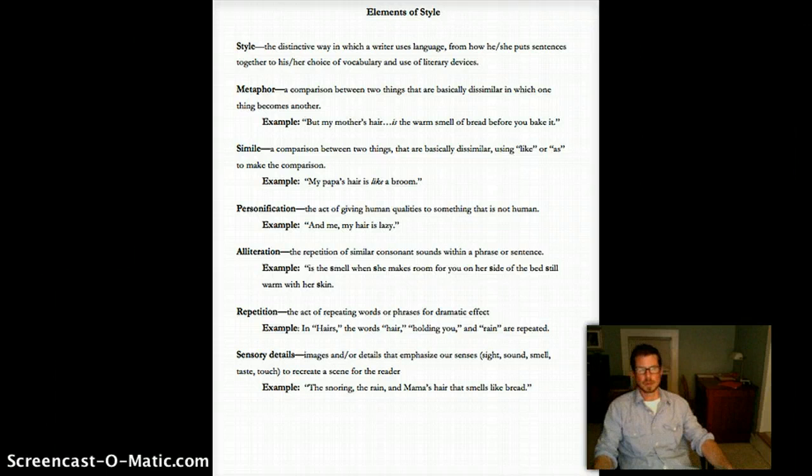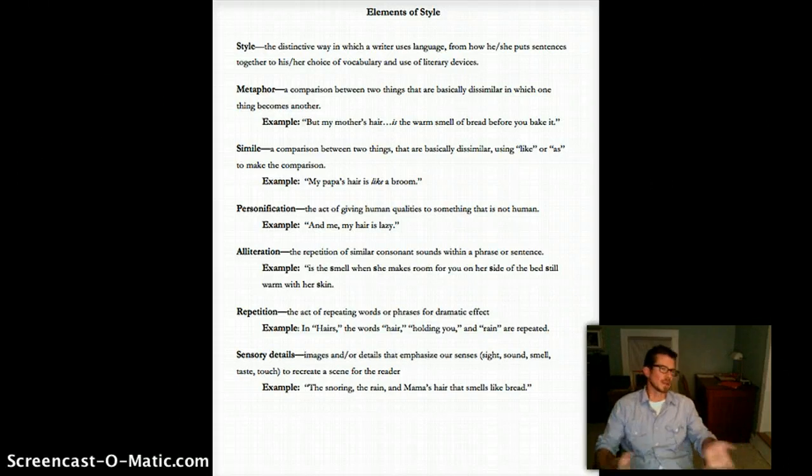All right, so here we have the elements of style, and hopefully this can just stay up on the projector while you're working. A lot of these, if not all of them, are things that you know, but I just want to quickly go over them. When we're talking about style, and again we're modeling Sandra Cisneros and her style, we're talking about the distinctive way in which a writer uses language, from how he or she puts sentences together to his or her choice of vocabulary and use of literary devices.